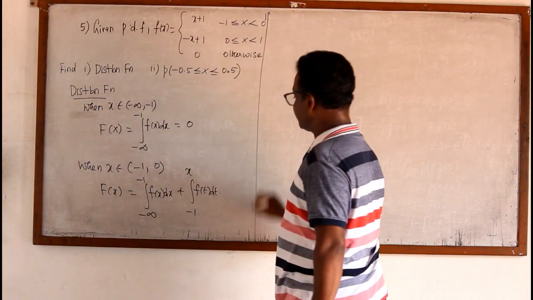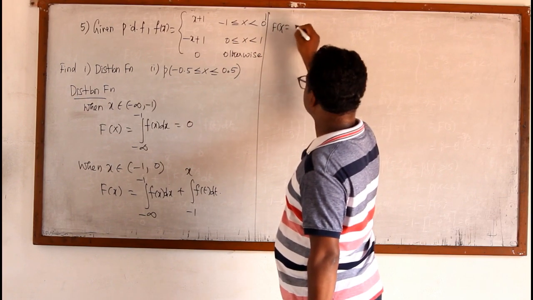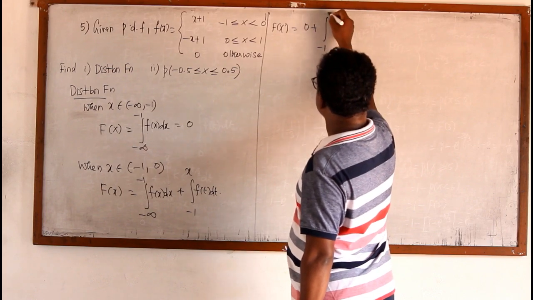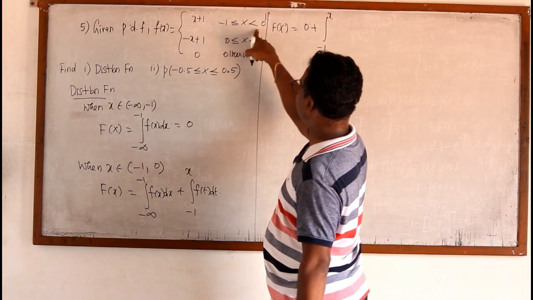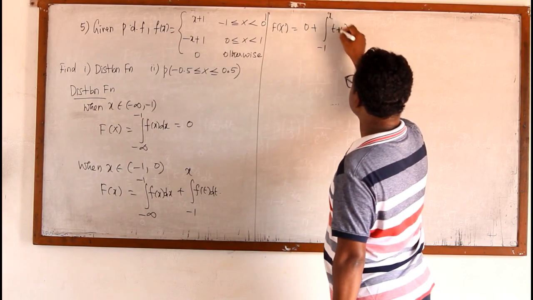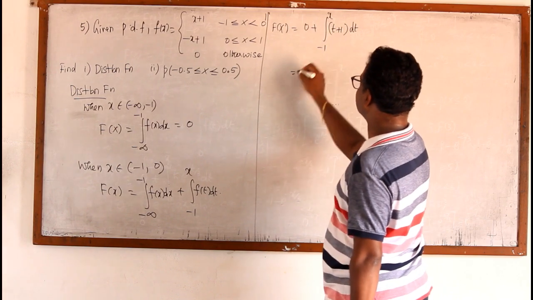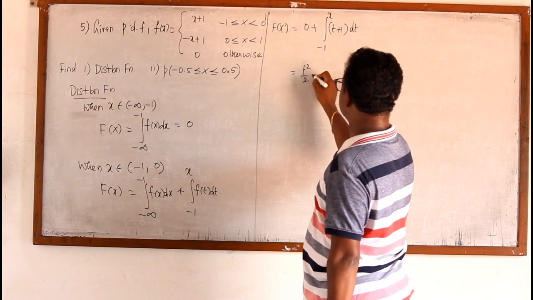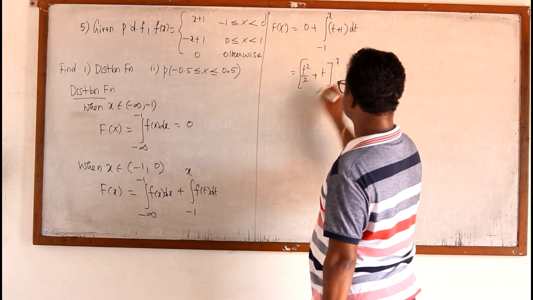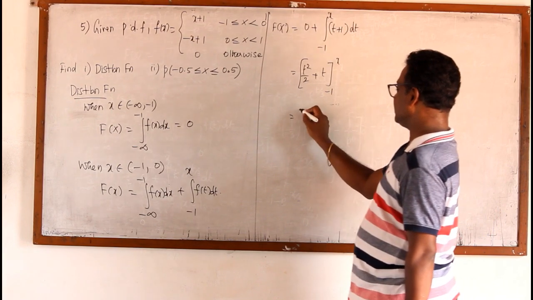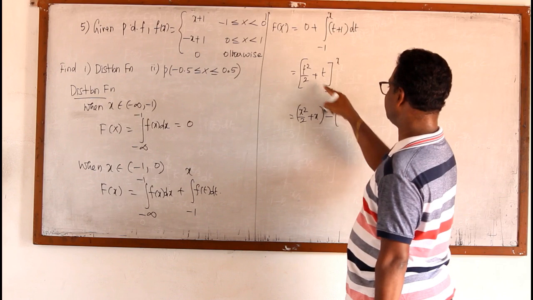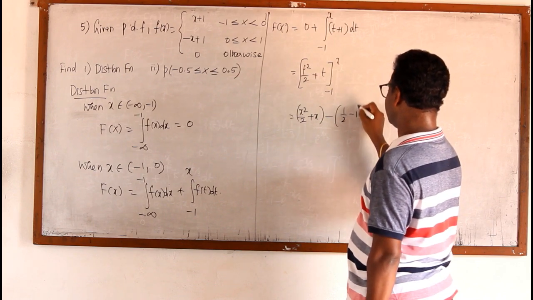Now substitute f of x equal to, this one is 0, then from minus 1 to x the value is t plus 1 in terms of t, into dt. So the integration of t is t squared by 2, the integration of 1 with respect to t is t, and the limits are minus 1 to x. When we apply the upper limit, it is x squared by 2 plus x, minus the lower limit, which is 1 by 2 minus 1.